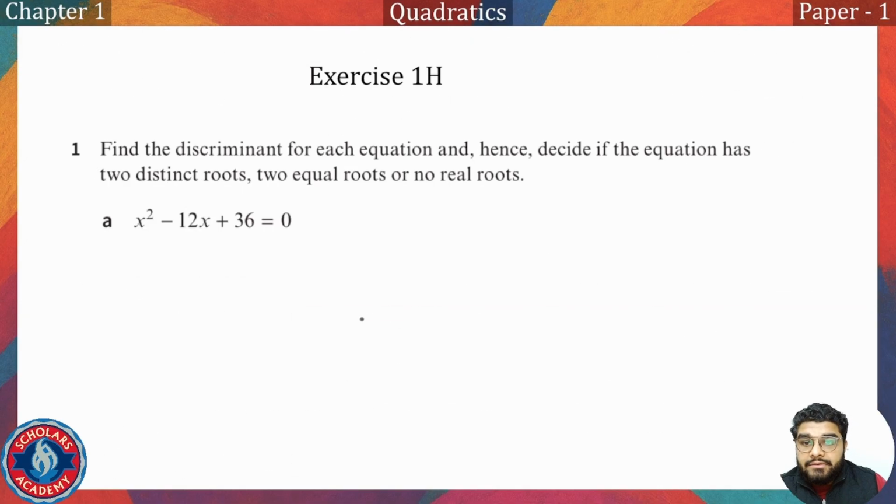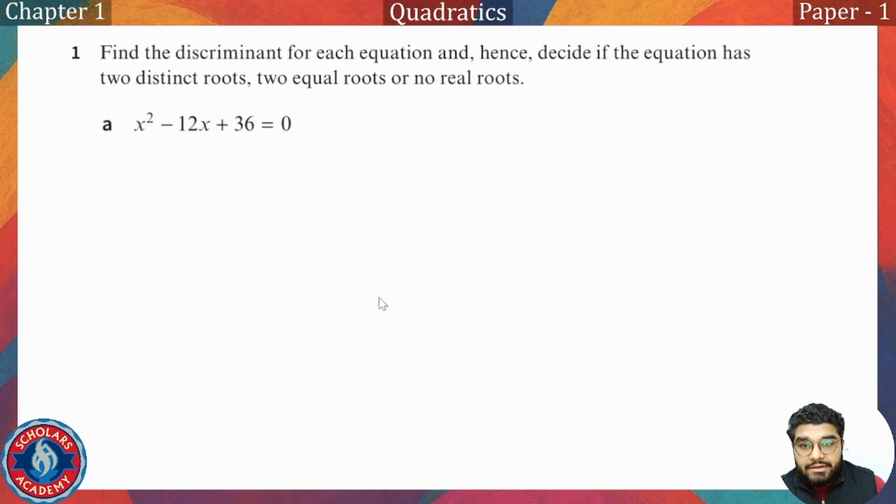So we need to find the discriminant for each equation and hence decide if the equation has two distinct roots, two equal roots, or no real root. So discriminant is b square minus 4ac. So if we compare this equation with ax square plus bx plus c is equal to 0, we get a is equal to 1, b is equal to negative 12, and c is equal to 36.